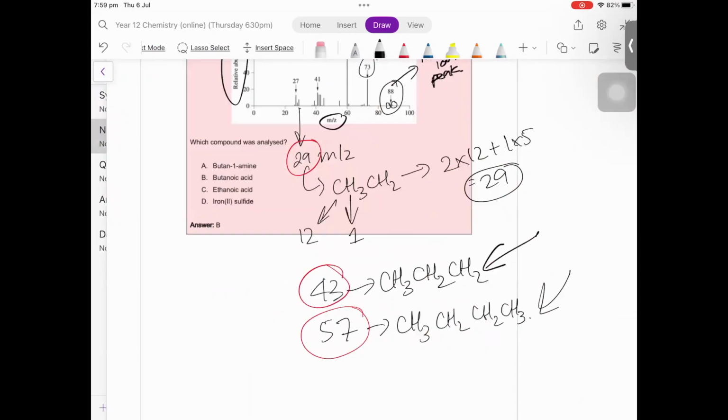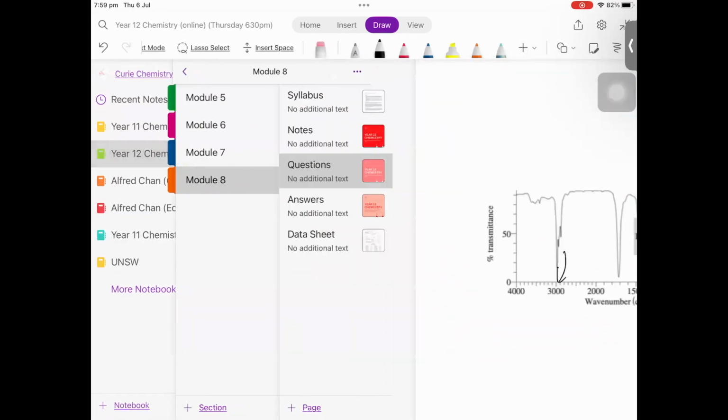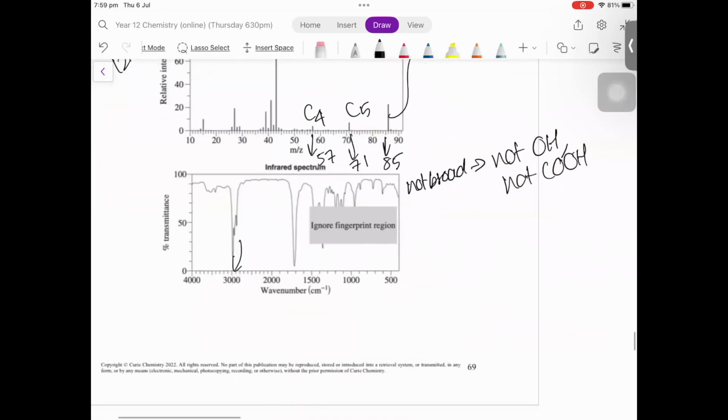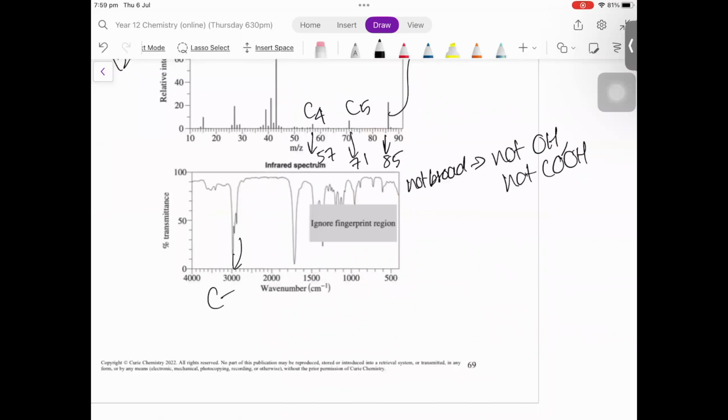It's really frustrating when you get that peak. I don't know if you guys have dealt with it yet, but this really narrow peak at 3,000 is just a C-H, so that's not useful. Normally though, as you do more questions, you realize if there's a C-H there, there's probably another signal close to your fingerprint region, but a little bit out of it.